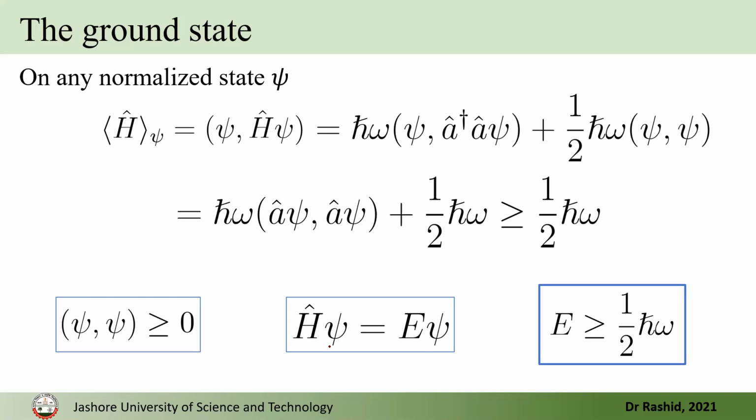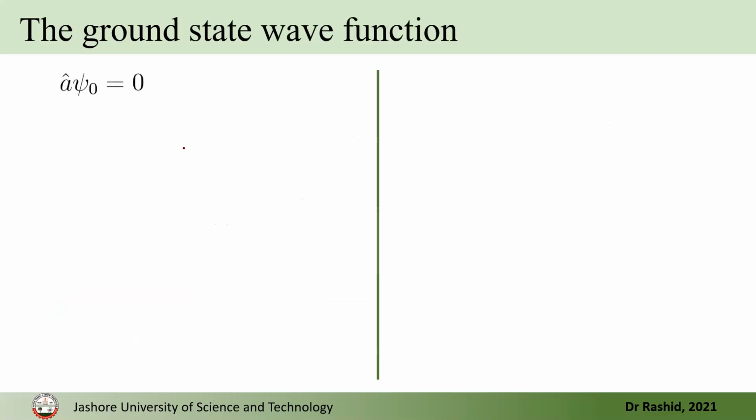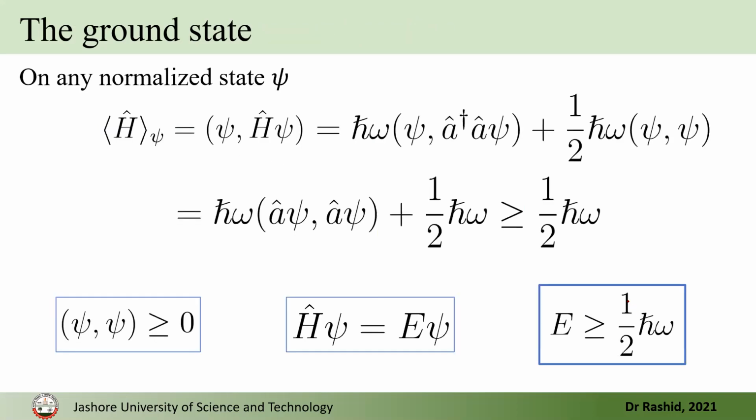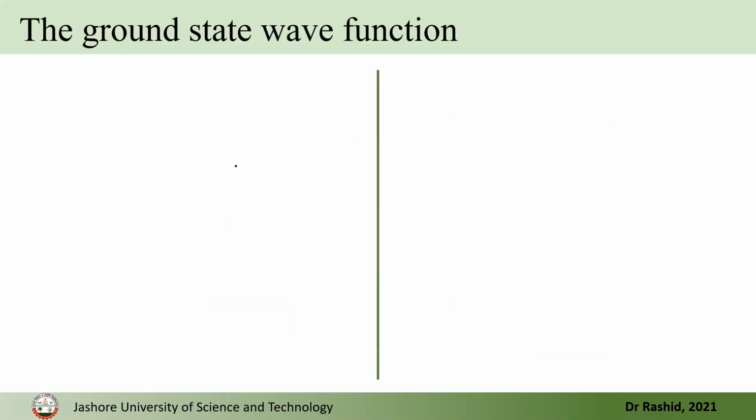So this could be any wave function. For any wave function psi, we are not saying that A psi is 0. It can be anything. But if it is 0, then the energy is half h-bar omega. But if it is not 0, then the energy is greater than half h-bar omega. So to get the lowest energy, we have to have a state which satisfies this equation, A hat psi equals 0. Let's call this state the ground state, because it has the lowest possible energy. And the energy would be, of course, half h-bar omega.